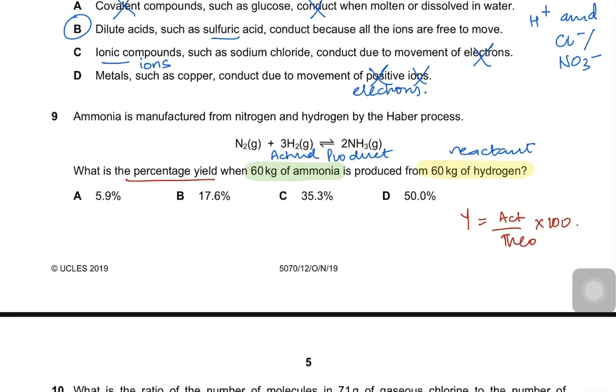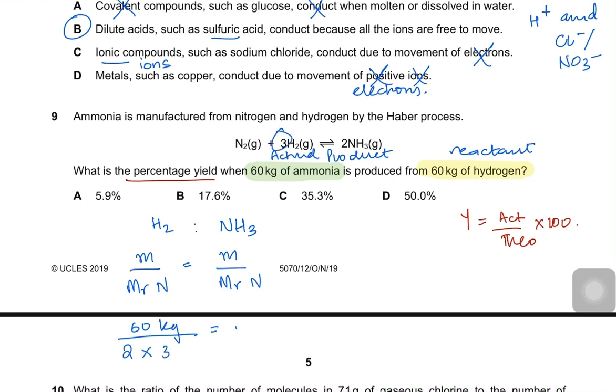So how do you find that? There's a simple formula for that. You can compare hydrogen and ammonia in terms of their molar ratio. The formula is mass over Mr times mole ratio is equal to mass over Mr times mole ratio. The mass for hydrogen is 60 kg. The Mr of hydrogen is 2. The mole ratio in the equation for hydrogen is 3. For ammonia, you don't know the mass. You're going to calculate that. The Mr of ammonia is 17 and the mole ratio for ammonia is 2.